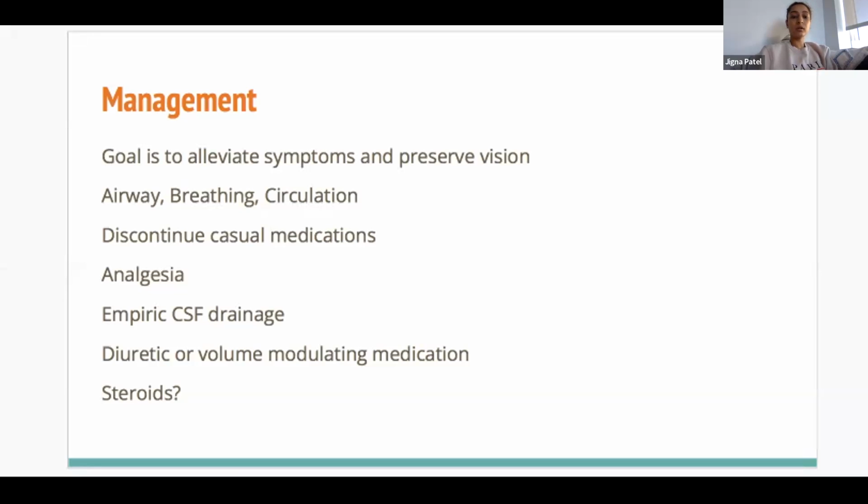Other treatment options are diuretics or volume modulating medications, such as acetazolamide or furosemide, which generally has a better side effect profile than acetazolamide. Steroid use is generally controversial. If you're considering starting steroids on this patient, you definitely should talk to neurology before. And then if the symptoms are very, very severe, the patient may need surgical involvement and may need lumboperitoneal shunting or even an optic nerve sheath fenestration if it's severe.